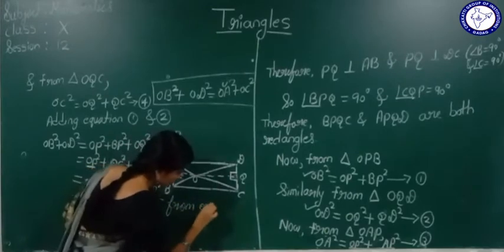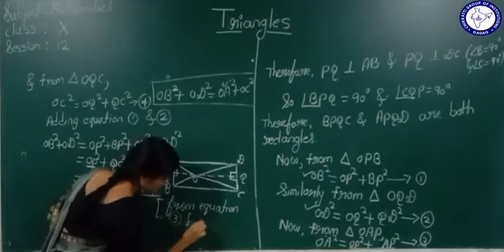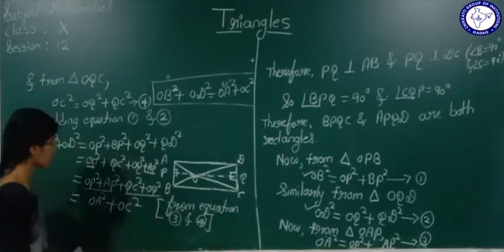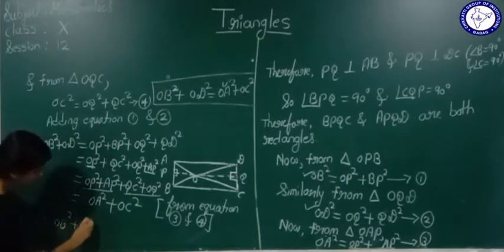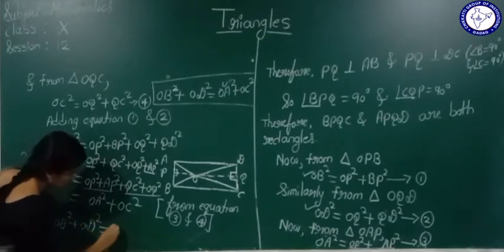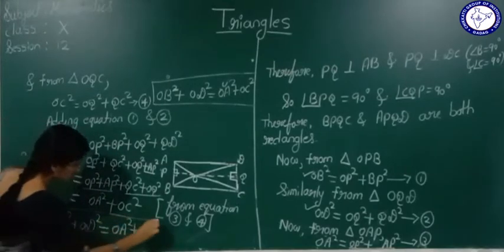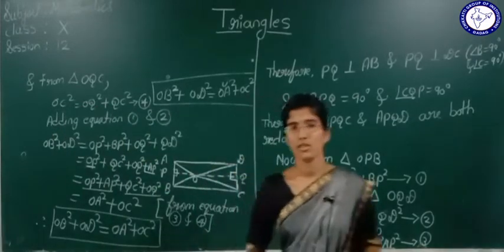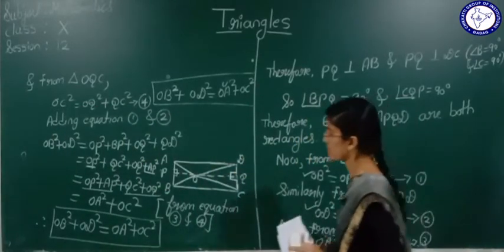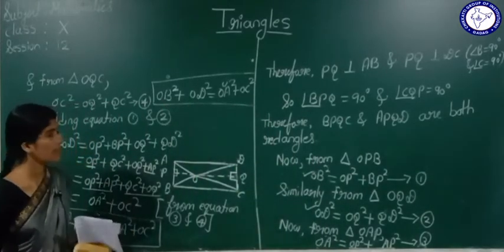From equations 3 and 4, therefore, see what they have given to prove. Therefore, OB square plus OD square is equal to OA square plus OC square. Hence, this is the proof. With the help of the properties of the rectangle, we have proved this. Now we will see the exercise part.